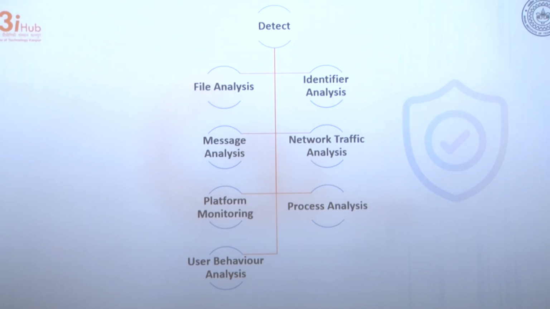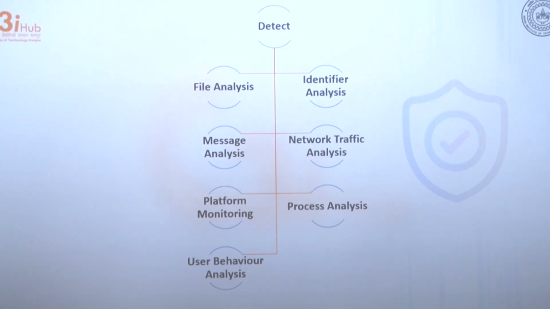Identifier analysis might have multiple different meanings. For example, when you have a URL or IP address, you may check it against a list of malicious URLs or a list of malicious IP addresses. There are machine learning techniques by which you can detect whether a particular URL is suspicious. So, this is identifier analysis.